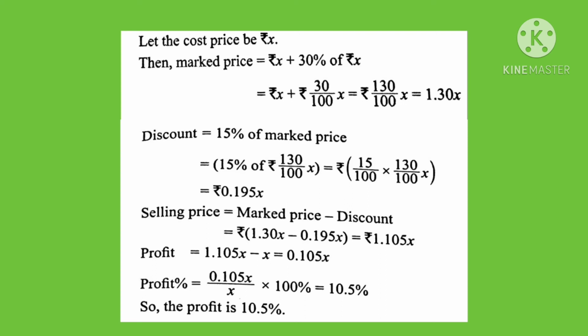Now selling price is marked price minus discount. So by subtracting we get 1.105x. Now we are to find profit: 1.105x minus x which is 0.105x. So profit percent is profit upon CP into 100. So after solution we will get 10.5%.